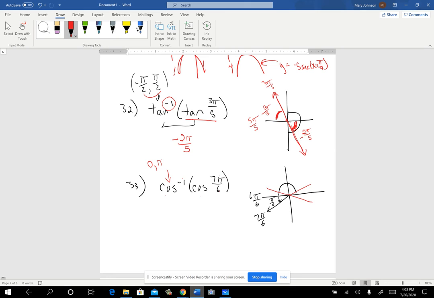It's too big. So what you need is an angle that would have the same cosine. They have to have the same reference angle, and then they have to have the same sign. They have to both be positive or both be negative. So if you're dealing with 7 pi over 6, this would be the angle that would have the same cosine. Both of those would be negative, and so that would be 5 pi over 6. Both of these have a reference angle of pi over 6.